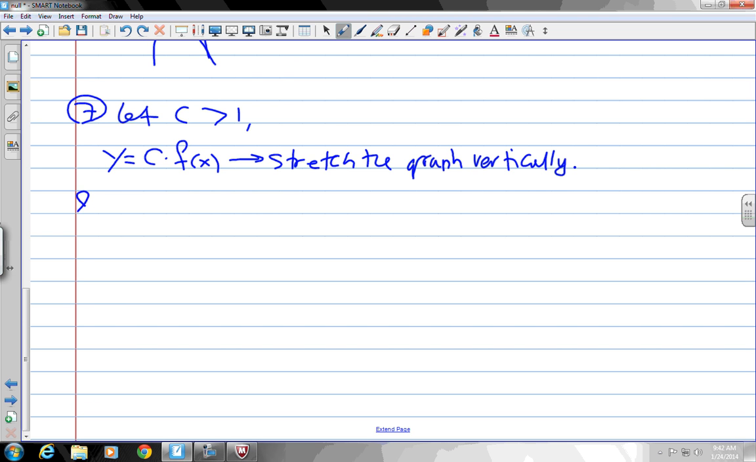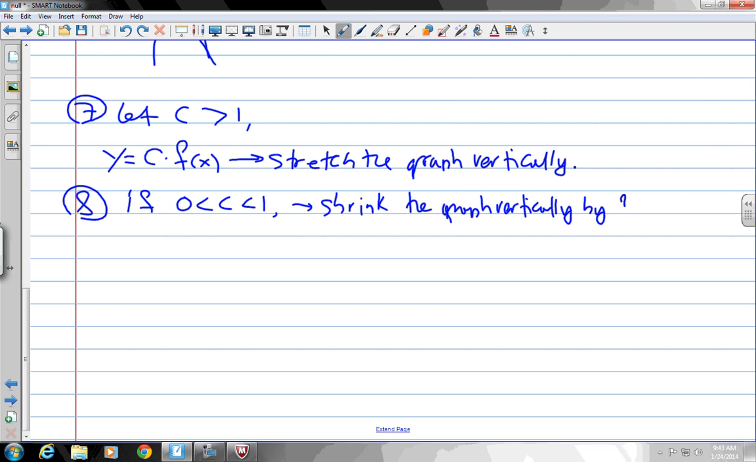But if C is less than 1, but still positive, so let's say C is 1/2, that means I'm dividing all y values by 2, so all values decrease by half, so we're going to shrink the graph vertically by a factor of c, and here is also by a factor of c.